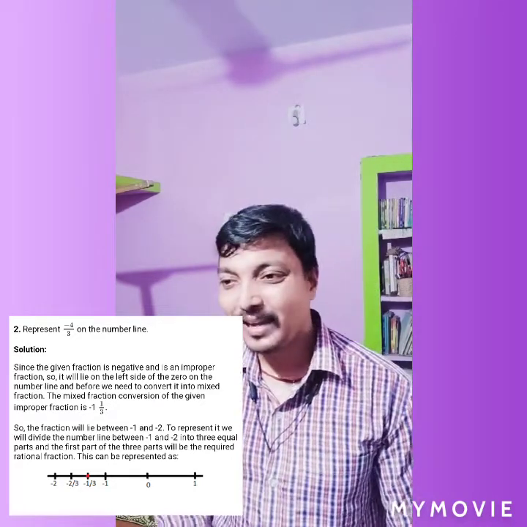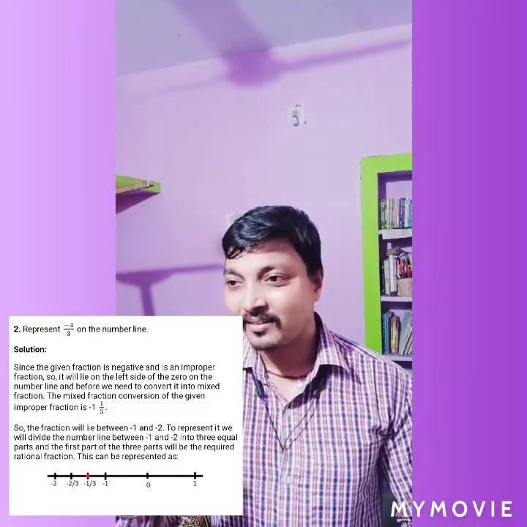So first I have reached minus 1, then minus 1 and 1 by 3, otherwise minus 1 and minus 1 by 3. So the point which represents the rational number minus 1 whole 1 by 3 is that point, which is also the same as minus 4 by 3. So now we will do a few of the questions from exercise 1.2, which are very easy.